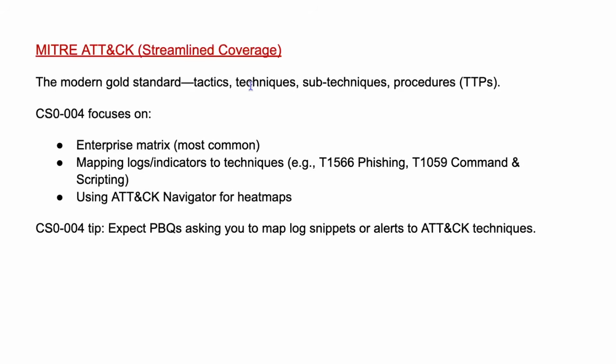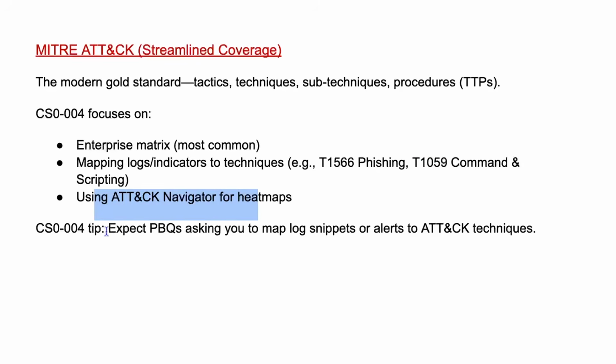It provides tactics, techniques, sub-techniques, and procedures as the outlines, and CS0-004, I should say, focuses on using the Enterprise matrix, which is the most common, then mapping logs and indicators to techniques. So for example, the ID of phishing and the ID of command and control scripting, being able to map these IDs to the actual techniques that are being used, and then using the ATT&CK Navigator for heat maps.